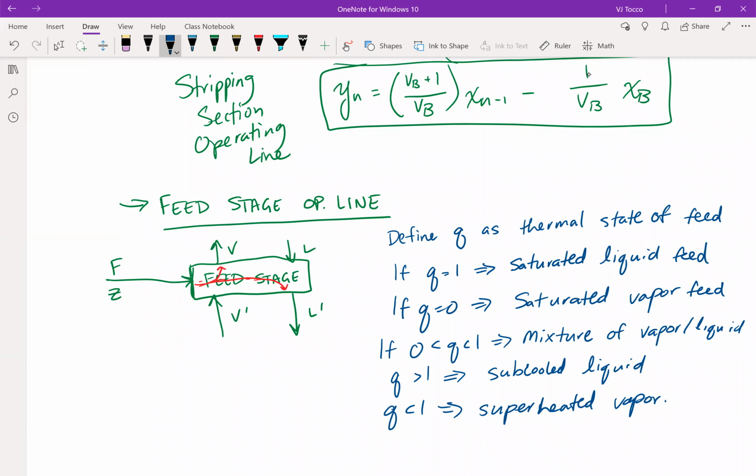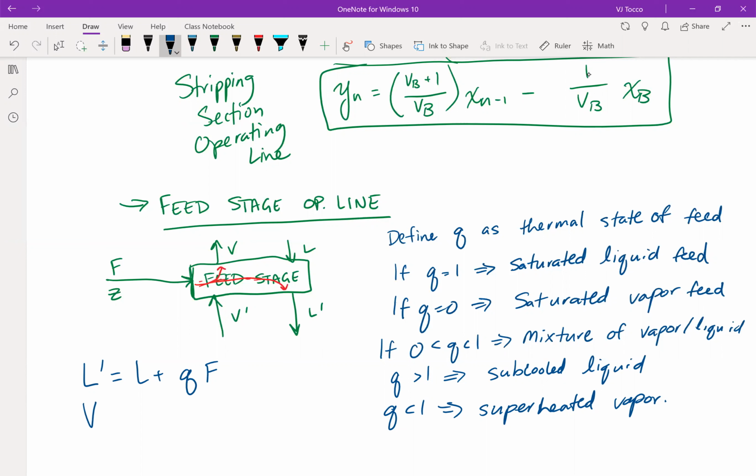Okay, so given these definitions, we can write a couple of material balances now. My material balance that I can write is going to be L prime is equal to L plus whatever value q is times F. So once again, just check to make sure that it makes sense. So let's suppose that q is equal to 1, corresponding to a saturated liquid. Then in that case, I'd have L prime coming out is equal to L plus F coming in, which makes sense. Similarly, if I have a saturated vapor feed, q is going to be equal to 0. qF is going to cancel out, and I'm going to have L is equal to L prime, which makes sense.